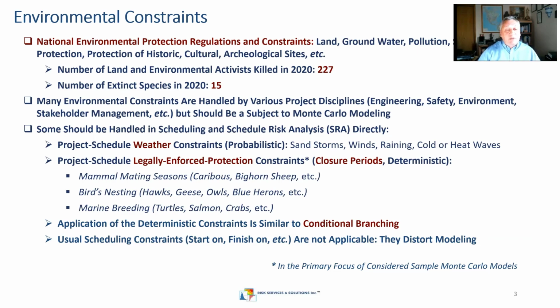First of all, I'm talking about weather constraints. They are probabilistic. We can talk about sandstorms, winds, rain, cold and heat waves, I mean excessive events like that above the allowances in existing schedules. Like when I worked in the Middle East with Saudi Aramco, sandstorms were almost everywhere in our projects. Even cold weather was part of that, in the northern part of Saudi Arabia.